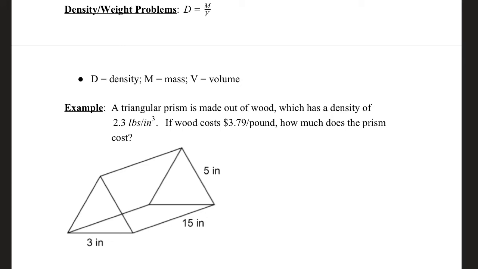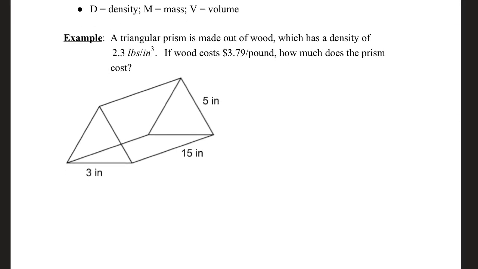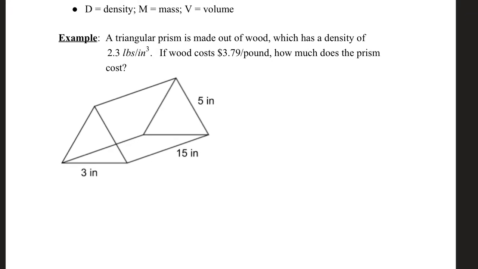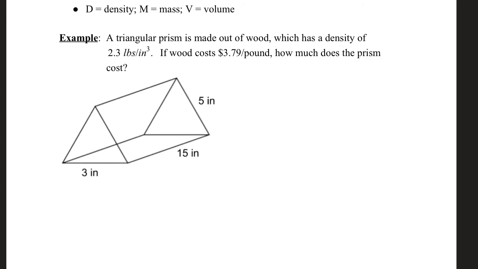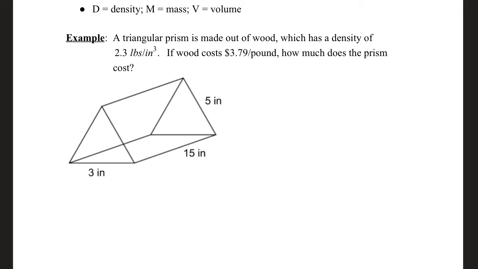So what do these questions look like? So in this example down here, we have a triangular prism, and it's made out of wood. And they tell us that it has a density of 2.3 pounds per cubic inch. That cubic inch right there should give you a hint that we need to find the volume. So if the wood costs $3.79 per pound, how much does the prism cost?